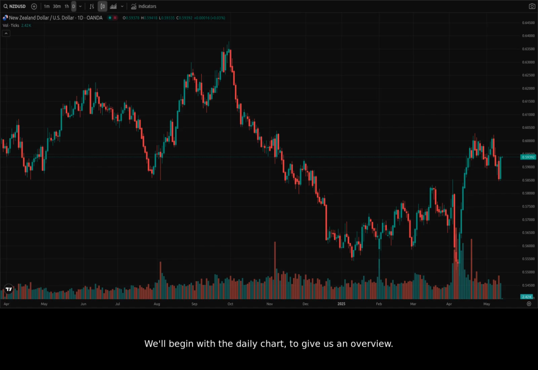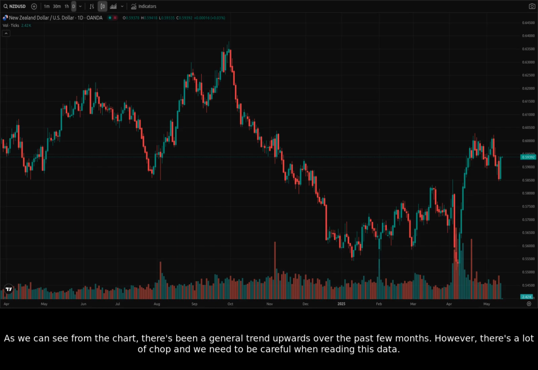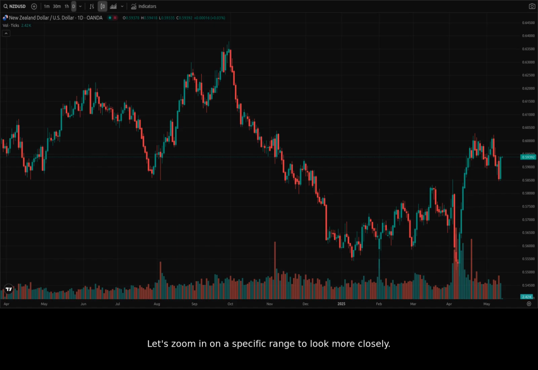We'll begin with the daily chart to give us an overview. As we can see from the chart, there's been a general trend upwards over the past few months. However, there's a lot of chop, and we need to be careful when reading this data. Let's zoom in on a specific range to look more closely.